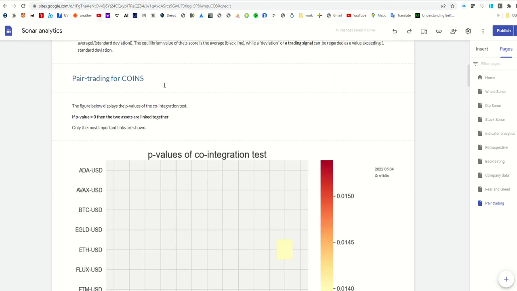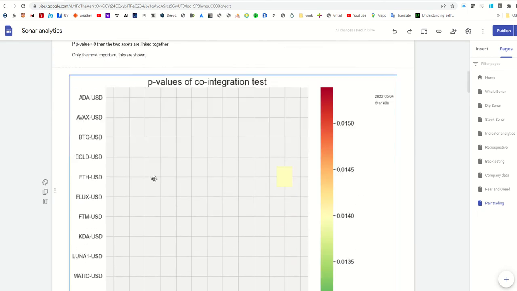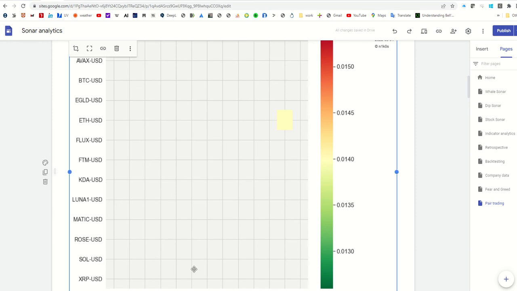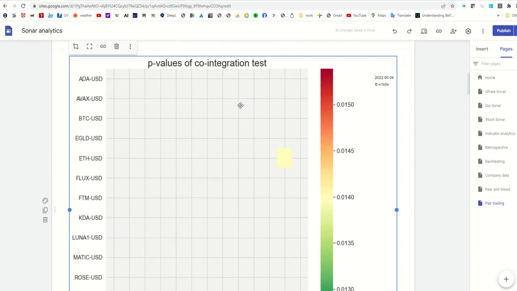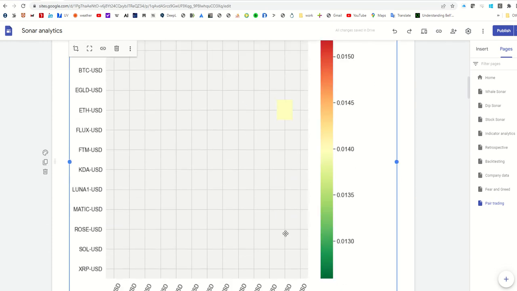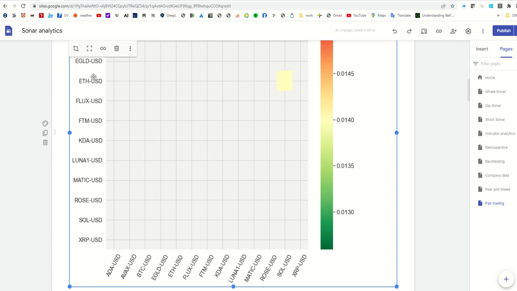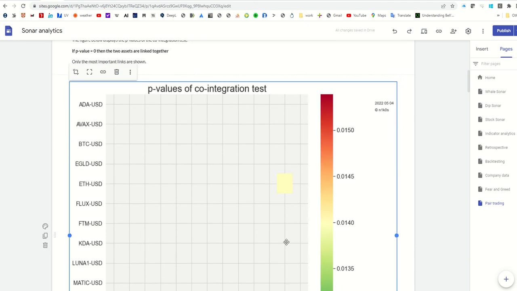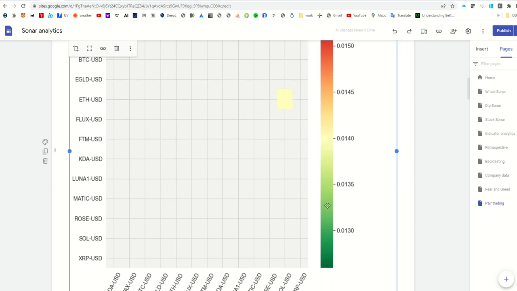On the pair trading about coins, first of all, you have this kind of heat map, which is telling you which of all the pairs are linked together or co-integrated together. Currently we see that the only pair that has a linkage is Ethereum Solana, and with this color map we have the p-value of the co-integration. This value should be something like 0.01.